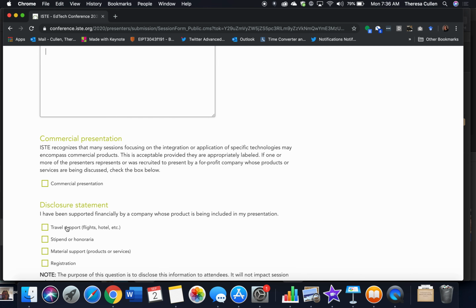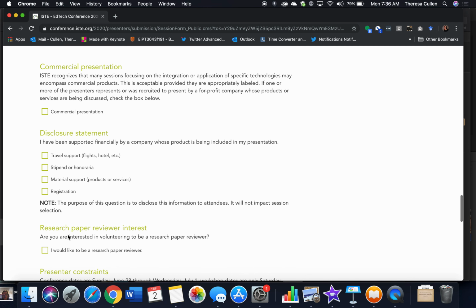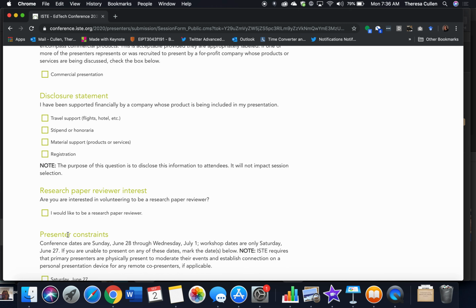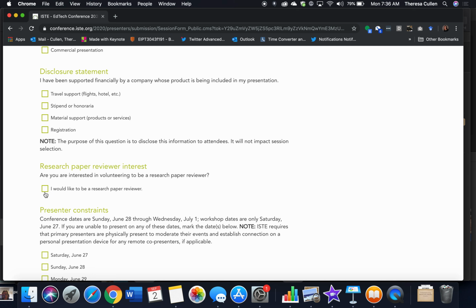Then they want you to say if you're getting any money from a company, and this is just for conflict of interest, to be very clear, so be honest there. And then, this is the most important checkbox. Are you interested in reviewing research? Yes, you are, I hope.